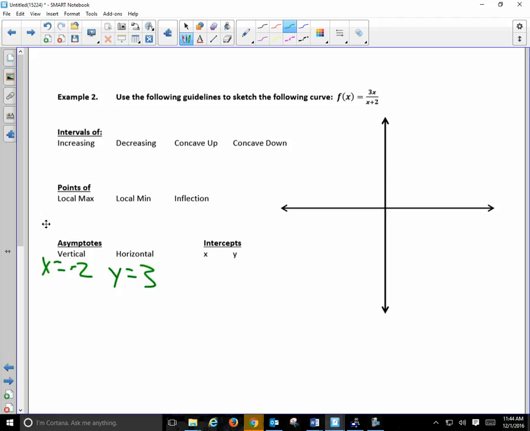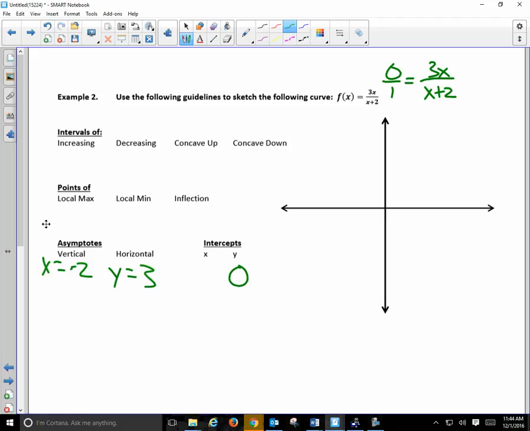Now, let's talk about intercepts. The y-intercept happens when x is equal to 0. Plug in 0 for x and you get 0 over 2, which is 0. Now, for the x-intercept, you set the function equal to 0. 3x over x plus 2 is equal to 0, or say 0 over 1.